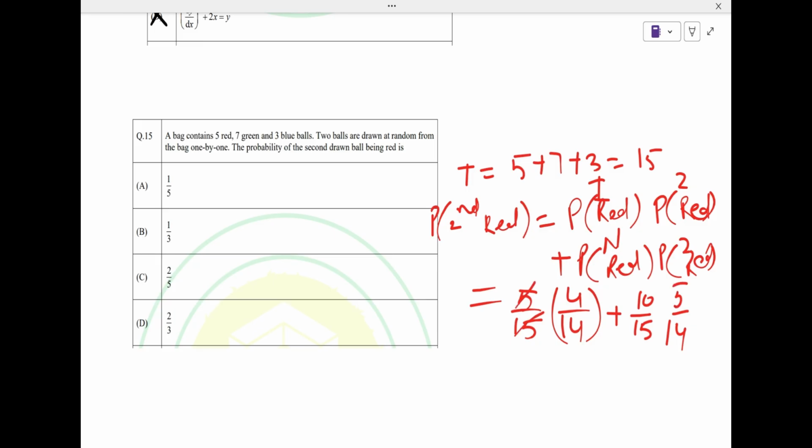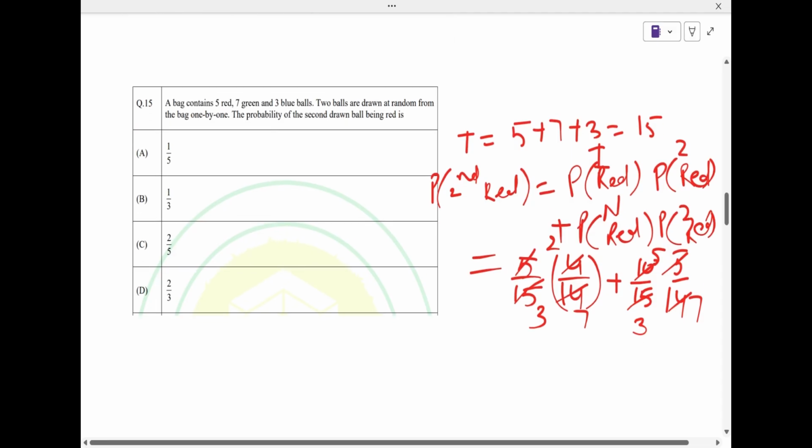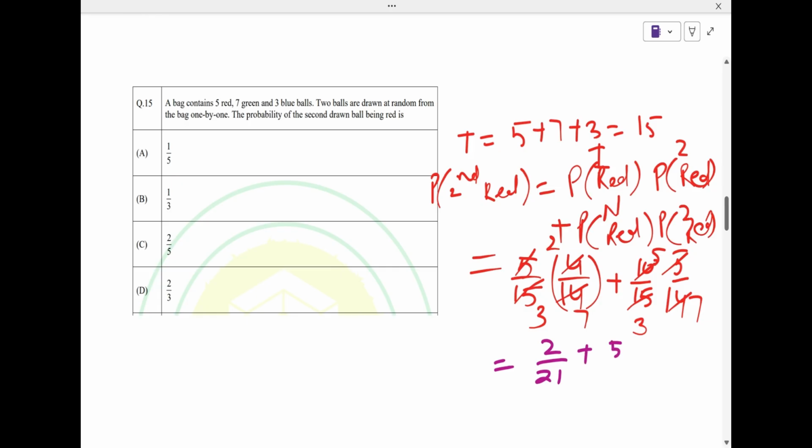So 5 by 3 here, 2 by 7 here. It is 5 by 3 here, it is 5, and this one is 7. So the value is now 2 by 21 plus 5 by 21, which is 7 by 21. So the answer is 1 by 3. So option B is the correct option.